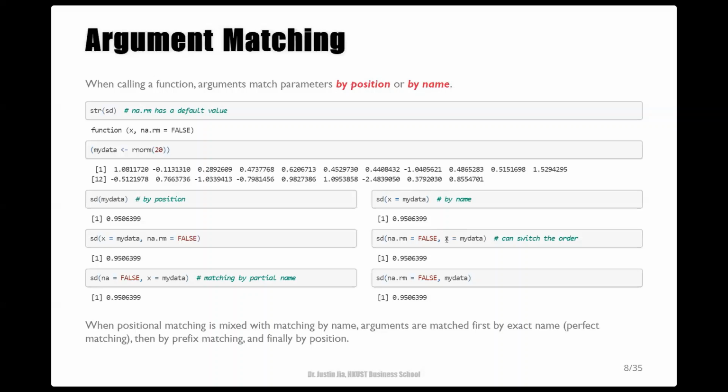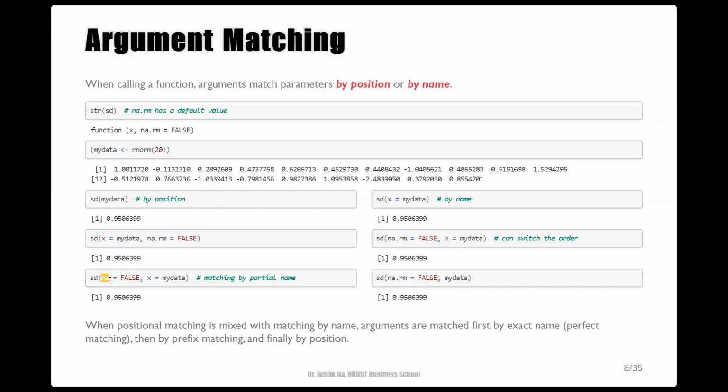R also supports matching by partial name. As you can see in this example, R will match this false value to the na.rm parameter, even if it is named with a partial name.